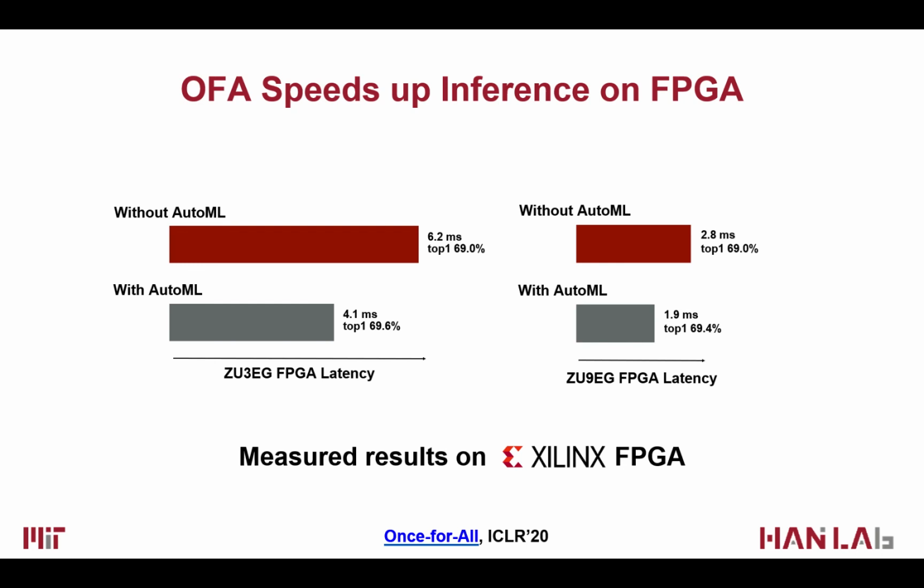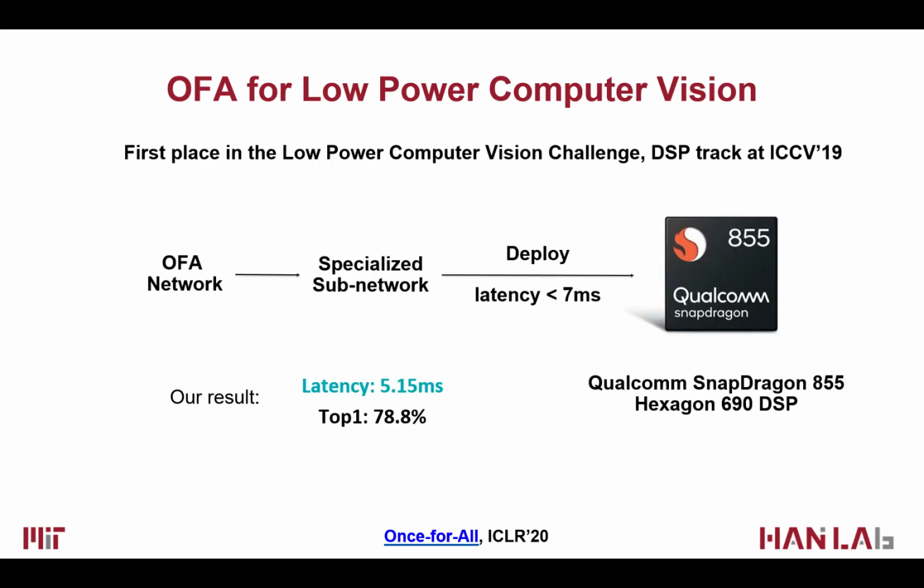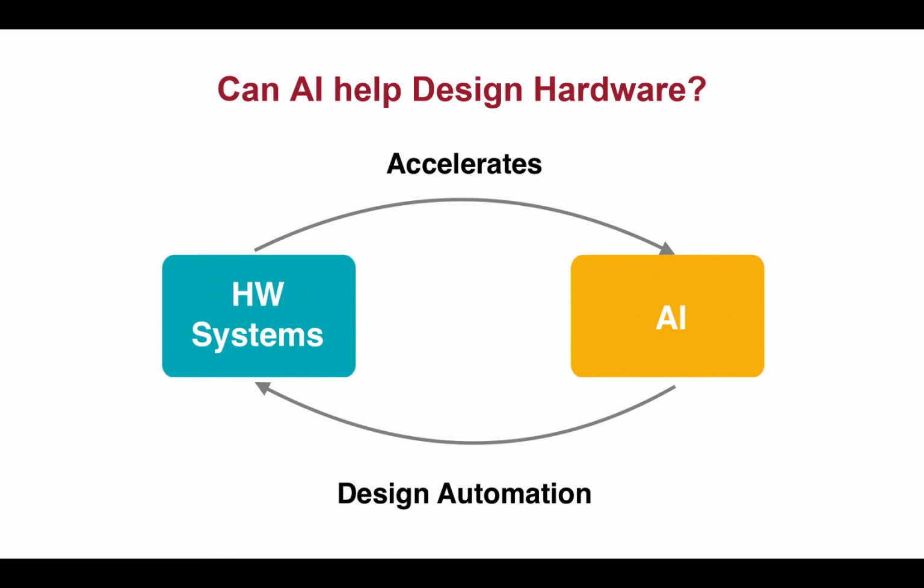We applied our once-for-all networks in the Low-Power Computer Vision Challenge at ICCV19 and won first place in the DSP track. Our final result achieves 79% accuracy on the private image classification dataset within 5 milliseconds latency on the Hexagon 685 DSP. So far, we have explored optimizing deep learning models for better hardware performance.